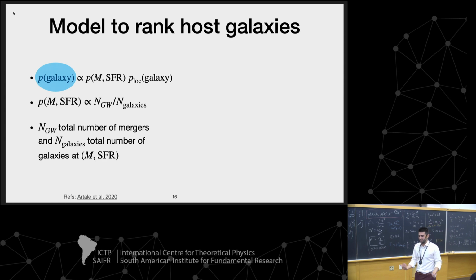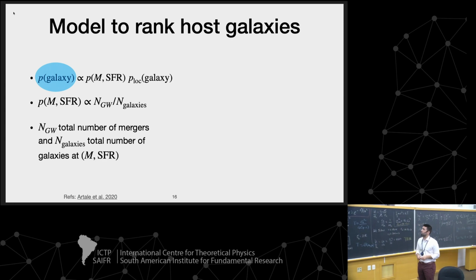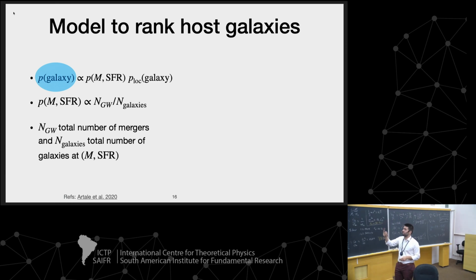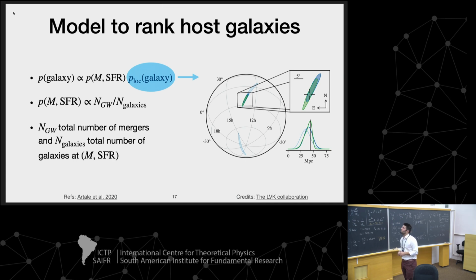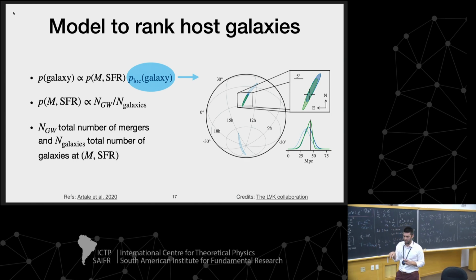Okay, once you model host galaxies, what you can do is rank them. You can evaluate the probability that a given galaxy hosts the observed gravitational wave. So you want to evaluate this probability. One way to do that is to multiply those two probabilities. Let me be specific. P_log is the probability that the galaxy can be the host of a gravitational wave observation given the sky localization.